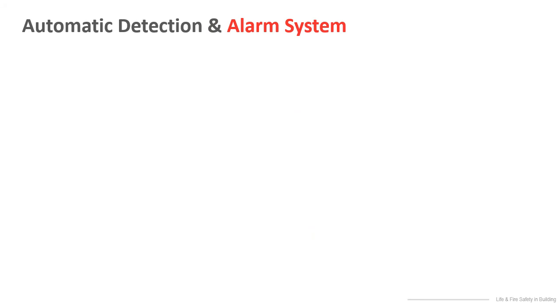So let's talk about automatic detection and fire alarm systems. We have two types: conventional and addressable. We will cover both in this presentation.